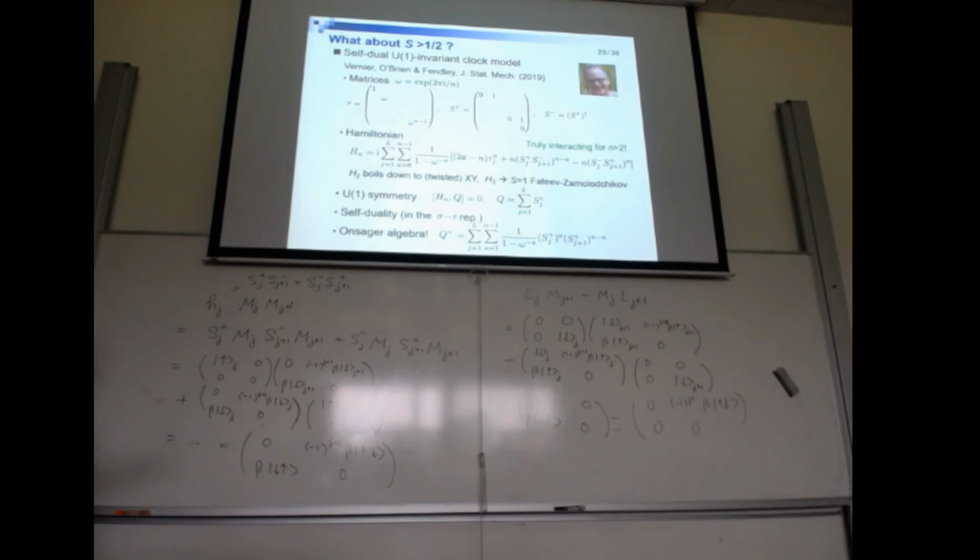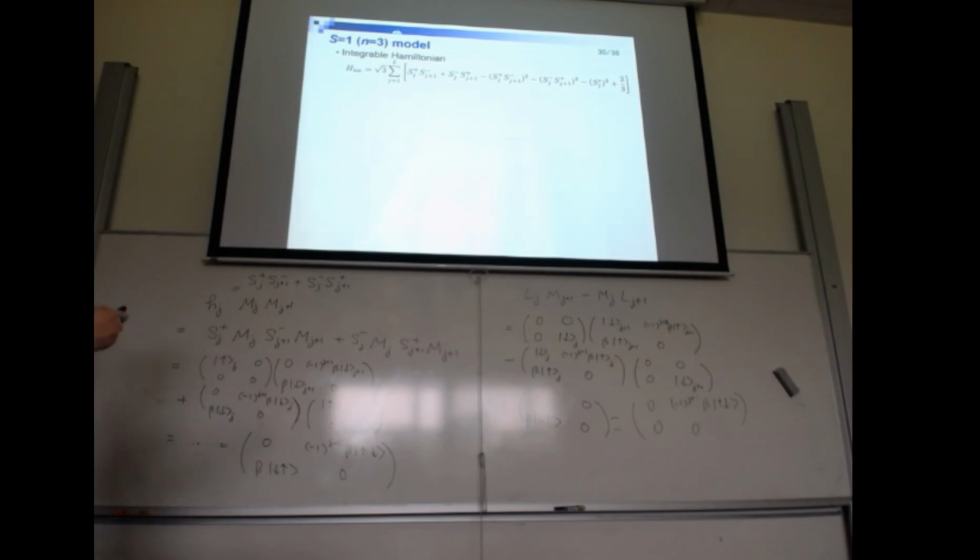This model has U(1) symmetry and self-duality, which means the model is invariant under the exchange of the sigma and tau matrices. And what is important here is that this model also has the algebra symmetry. So this Q plus commutes with the Hamiltonian. And using this Q plus, you can construct a higher spin version of the scarred models.